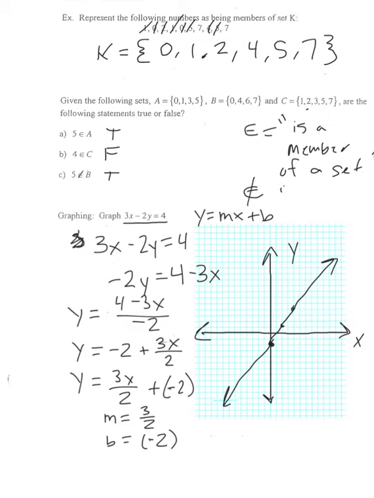All right, I got one more of these for you. Next page. And so here we are again. This time we've got 3y plus x equals negative 9. And so I'm going to try to change this to y equals mx plus b. And the first thing I'm going to do is try to get the y by itself.